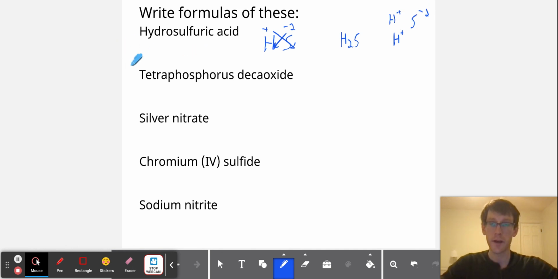Next, we have tetraphosphorus decaoxide. I see tetra, I think 4. I see deca, I think 10. So tetraphosphorus, I need 4 phosphoruses. I see deca, I know I need 10 oxygens. This, of course, is going to be a covalent compound. Do not think about charges or anything like that. That only applies with ionic. This is your formula for a covalent compound, and it's just telling you the information that you need to know right here. Tetra, 4, phosphorus, P, deca, 10, oxide, O.